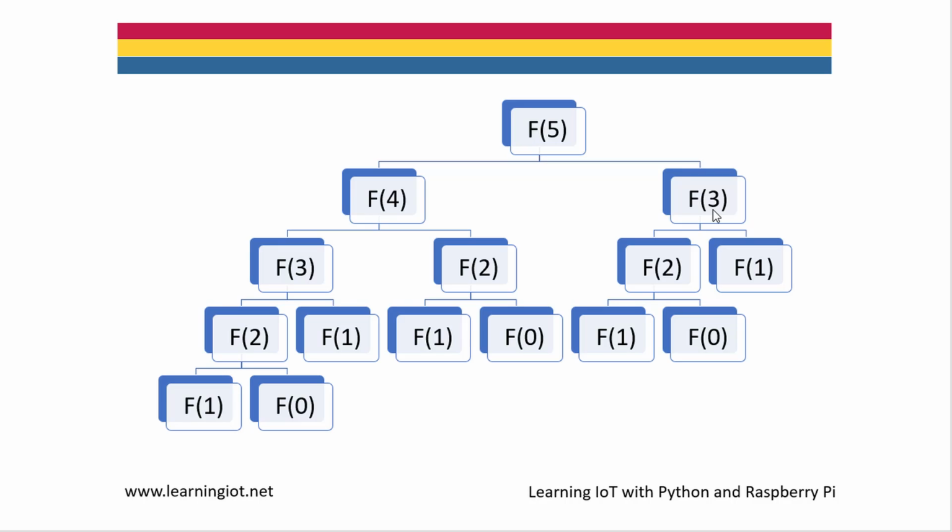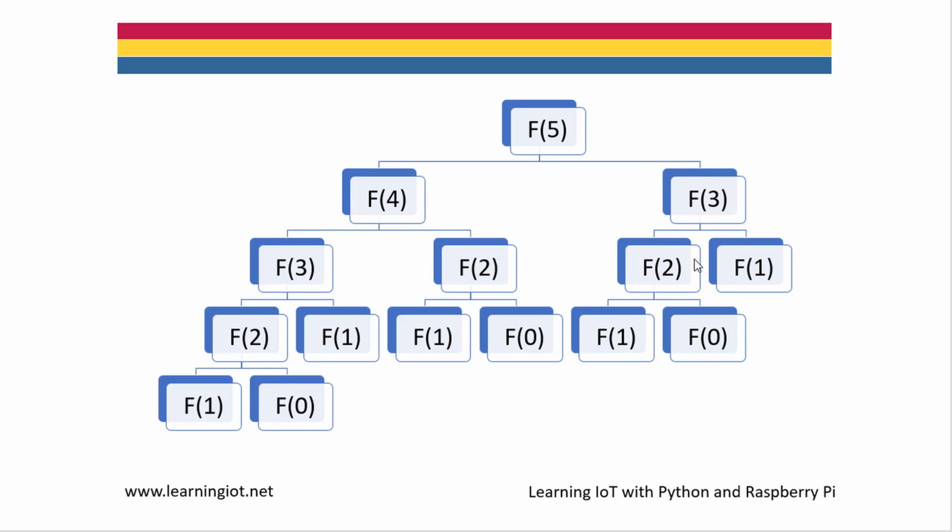Then we'll call the function with an argument of 3, an argument of 2, an argument of 1, an argument of 0, and then we'll call the function with an argument of 1. Notice that we continue to call the function until we reach the stopping criterion of either n is equal to 1 or n is equal to 0.